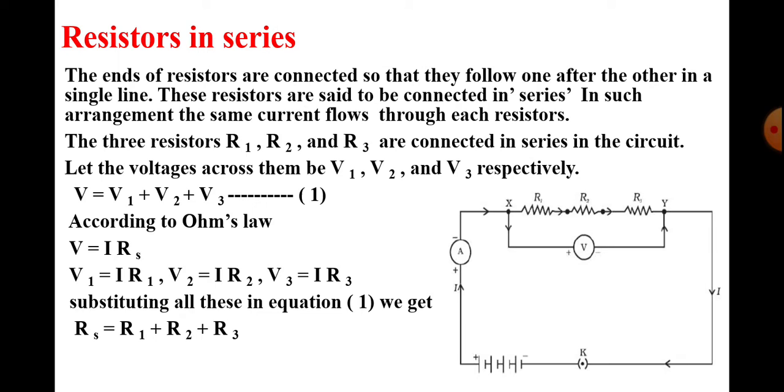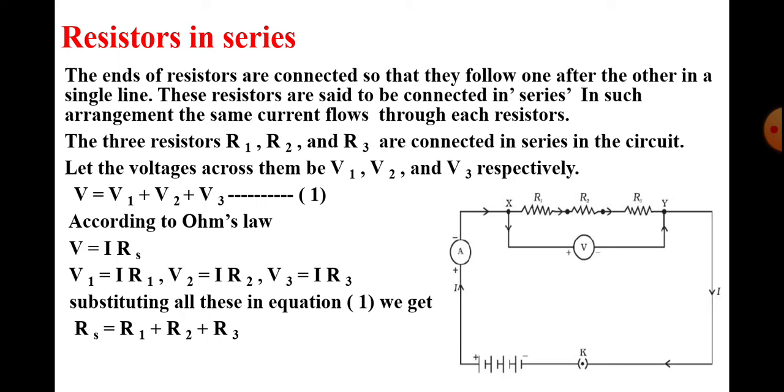Resistors in series. The ends of resistors are connected so that they follow one after the other in a single line. These resistors are said to be connected in series. In such an arrangement, the same current flows through each resistor.